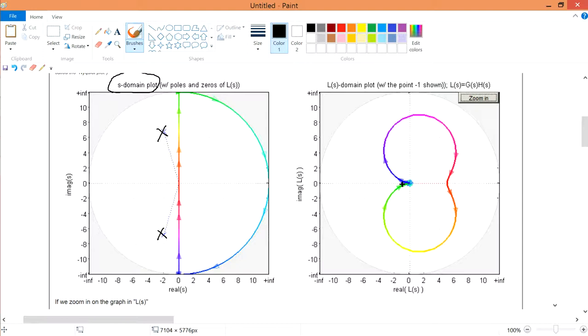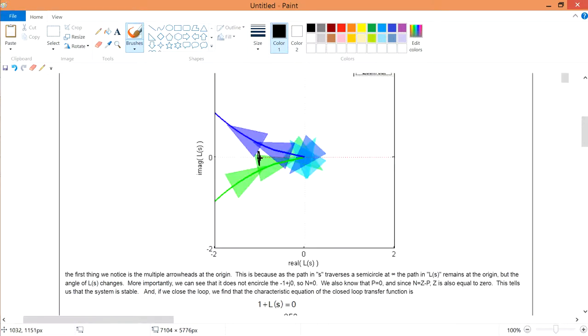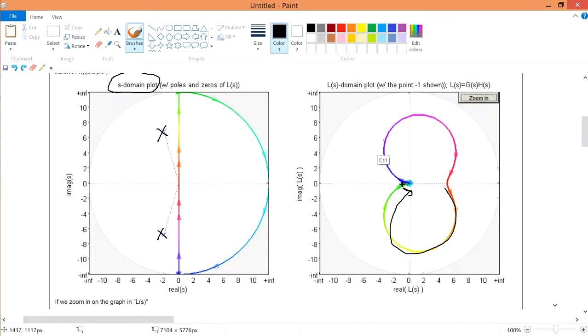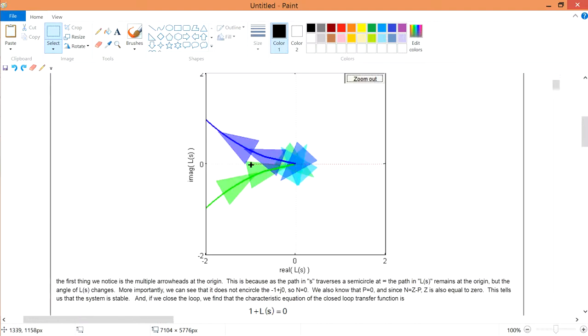From here, as you can see, it's going in this direction, but it's way too small. So if we were to zoom in, this is the negative 1. And where do we zoom in? We are actually zooming into this portion over here. If you zoom in, it's just this one, where the negative 1 is simply over here. And as you can see, this thing is very near to negative 1, but yet it didn't go over to this side. It didn't encircle it. And therefore we can say that this is still considered stable.